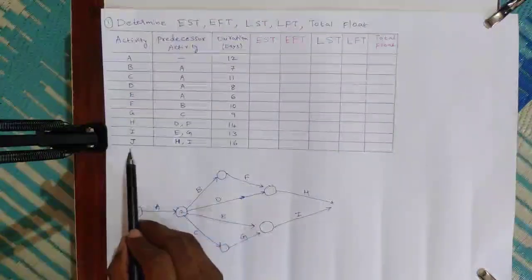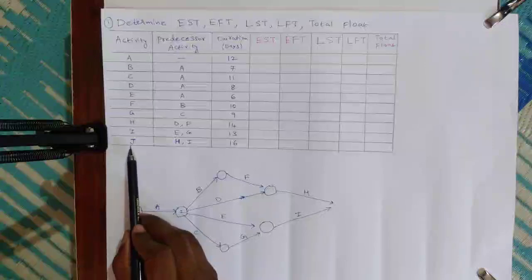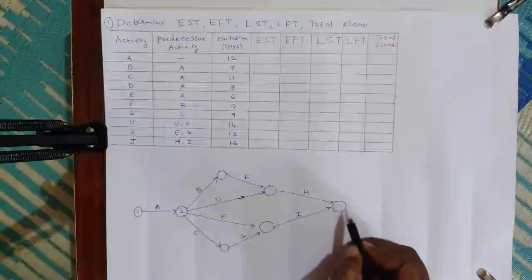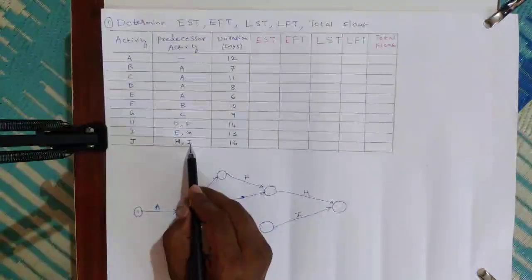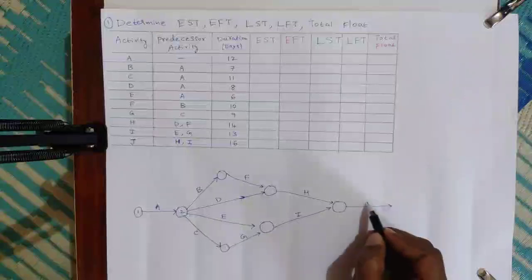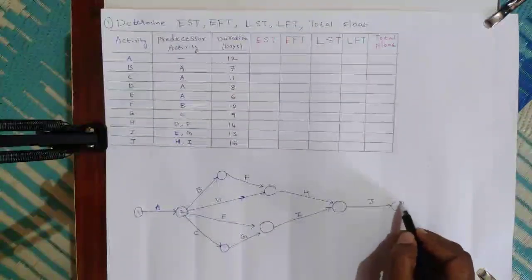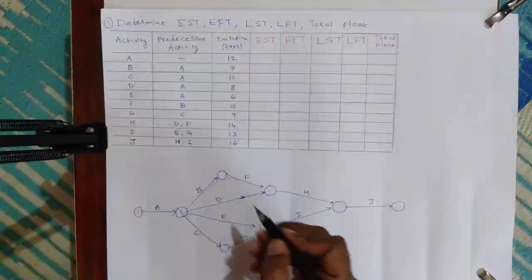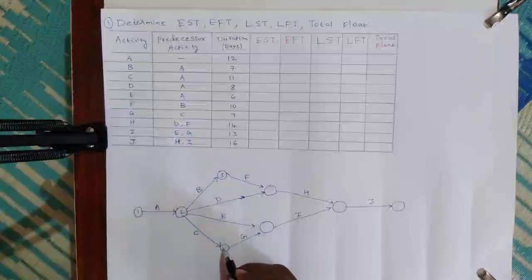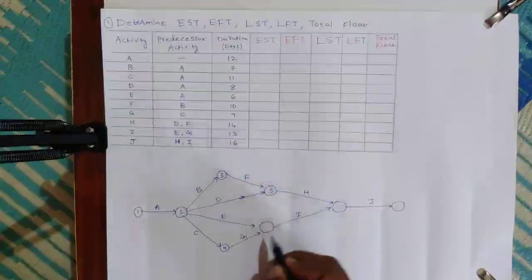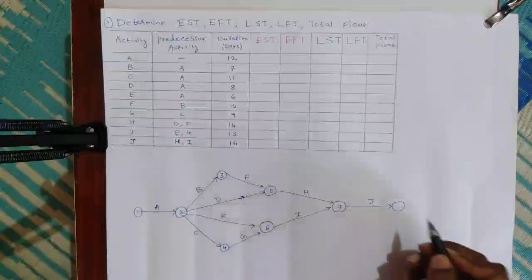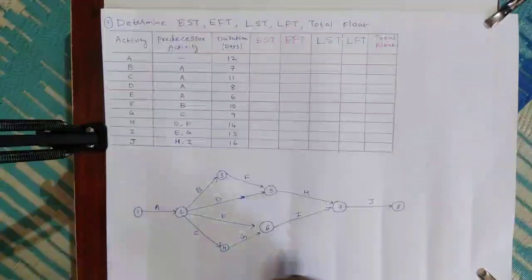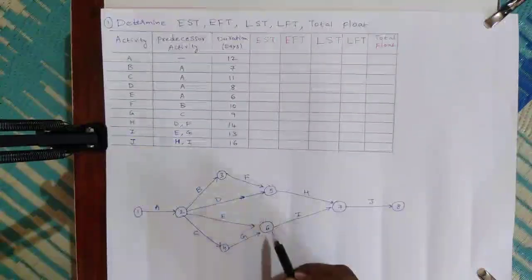Similarly, for activity J, H and I are the predecessors. H and I are getting merged in an event, so this is the J event. Similarly, we will number the events: 1, 2, 3, 4, 5, 6, 7, 8. The events are numbered from left to right: 1, 2, 3, 4, 5, 6, 7 and 8.